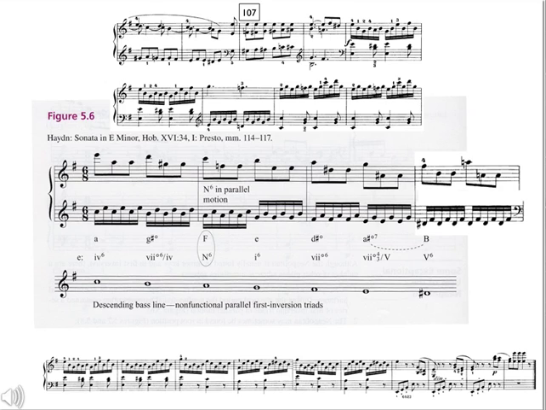In this case, a Neapolitan 6 is used as part of a descending non-functional harmonic sequence series.